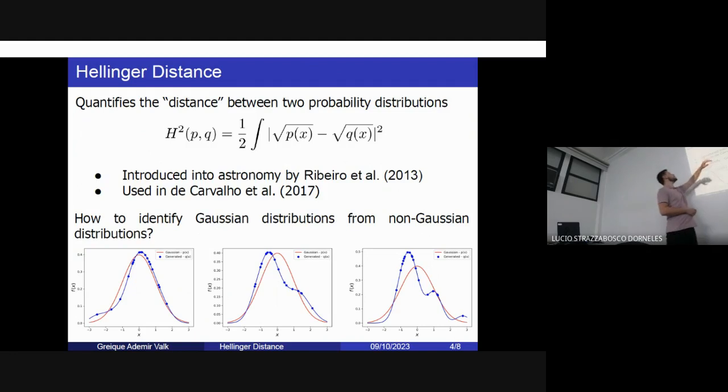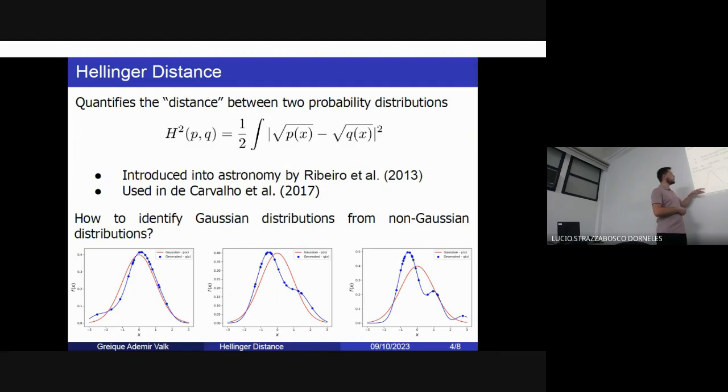This estimator here was introduced in astronomy by Ribeiro et al. in 2013, and used in De Carvalho et al. 2017, to analyze several galaxy clusters. Basically, we need to calibrate this estimator, and to do this, we simulate Gaussian distributions, generating random points from a Gaussian distribution.